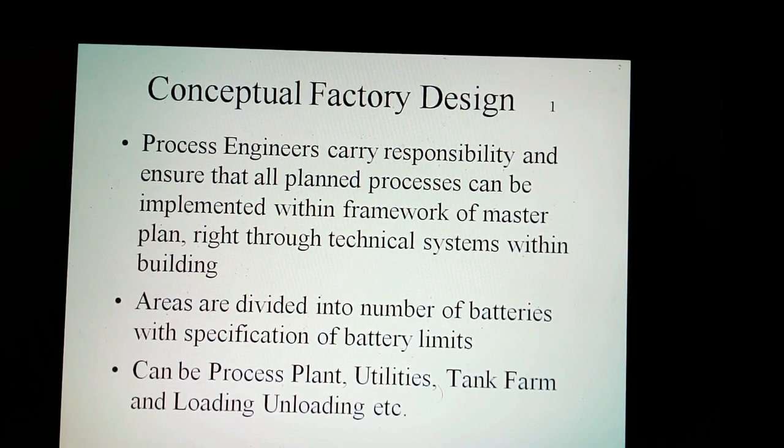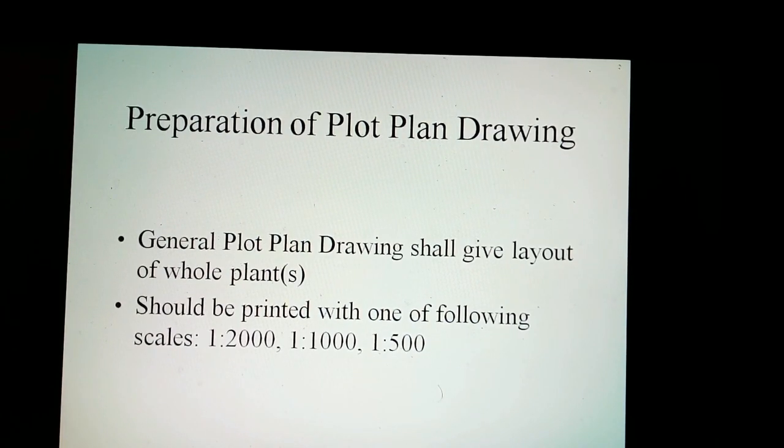The areas are divided into a number of batteries with specification of battery limits. These can be process plants, utilities, tank farm and loading, unloading, etc. Preparation of plot plan drawing. The general plot plan drawing shall give the layout of the whole plant. It should be prepared in accordance with one of the following scales: 1:2000, 1:1000, 1:500.